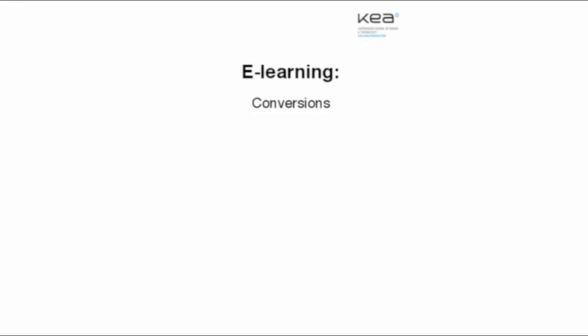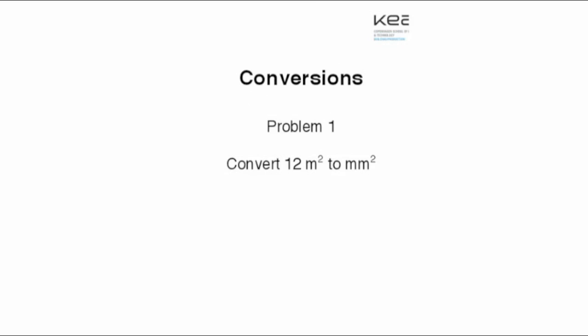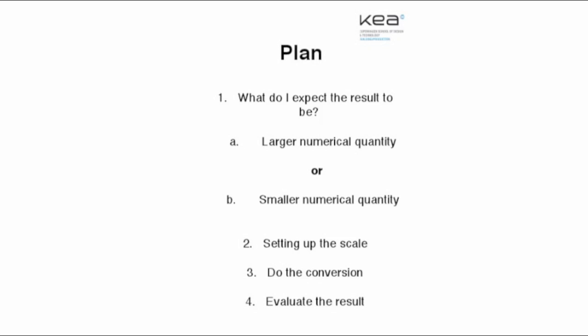Welcome to e-learning. This time it's about conversions. And the problem we have to deal with is to convert 12 square meter to square millimeter. And in order to do that, there's a plan. And the plan is consisting of 4 points.